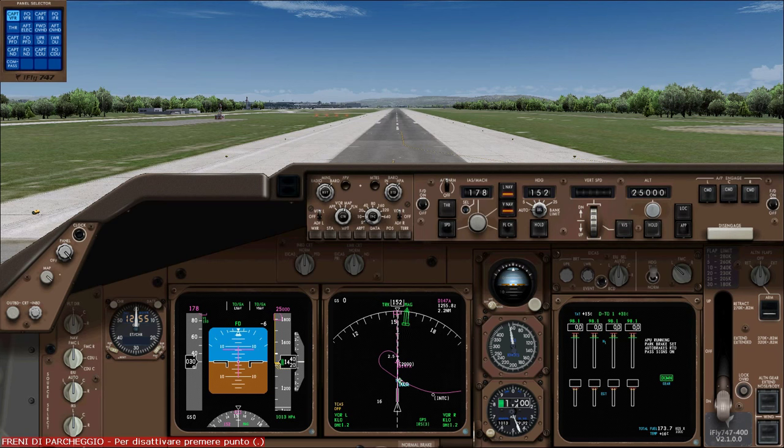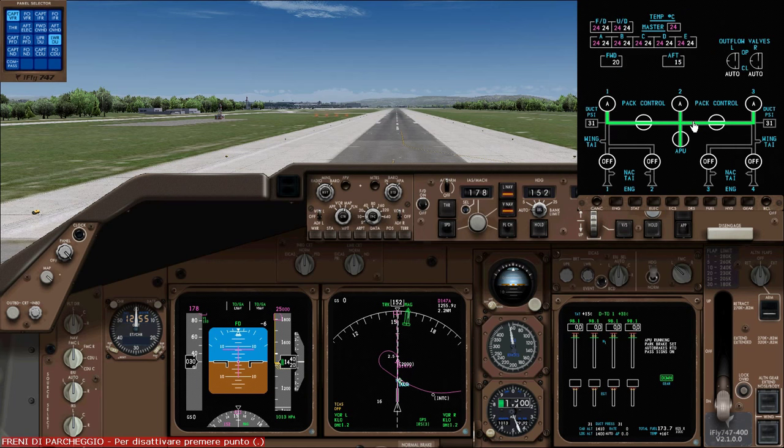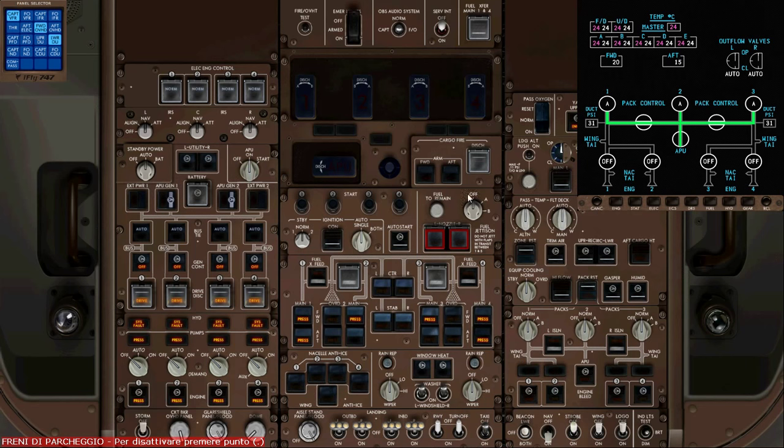Anyway, we are ready. I will show you the few things I wanted to show you before starting the engine. If you go to the ECS panel, now we changed the duct pressure PSI. It's more realistic now, it's around 32. And of course, if you isolate a duct, you will see the PSI just going down. And these are being given by the APU. Of course, you have the three packs giving you pressure.